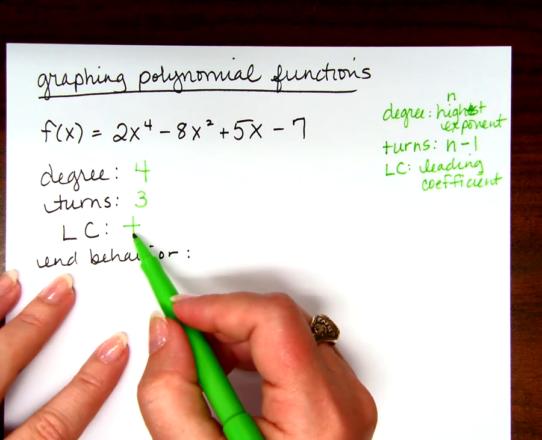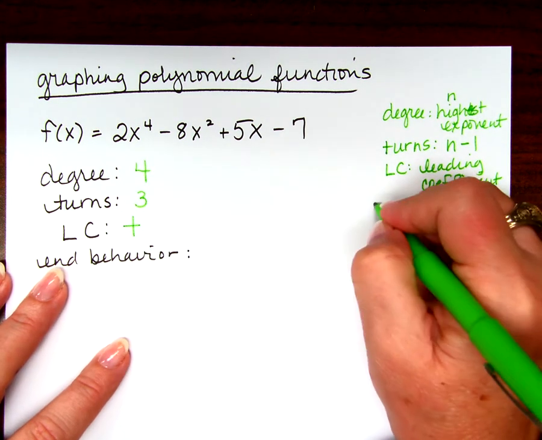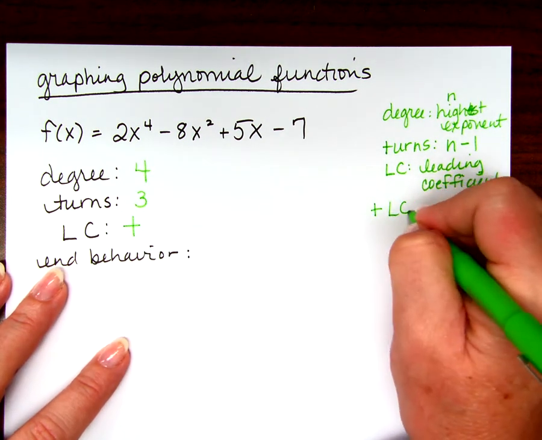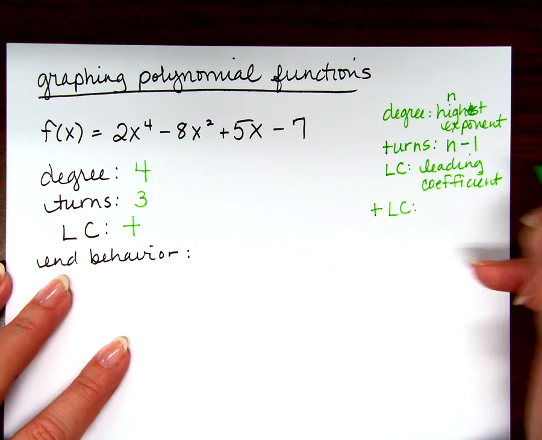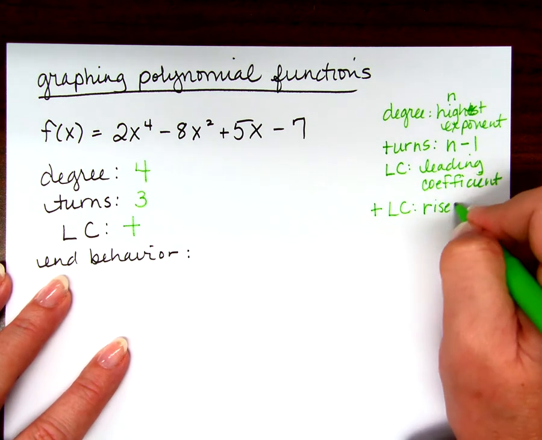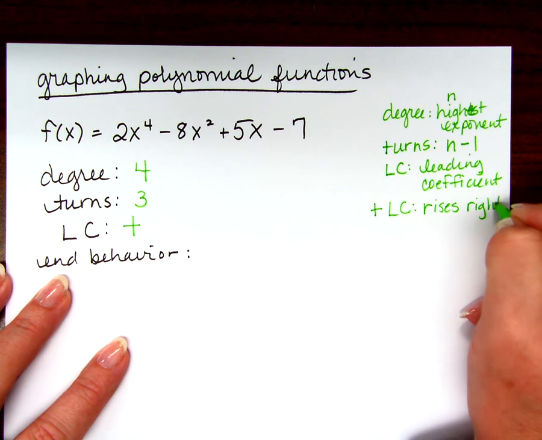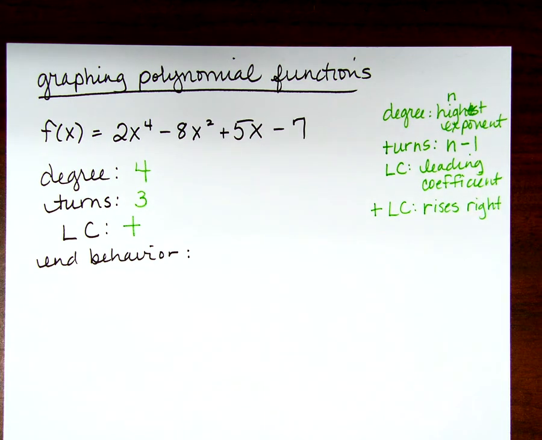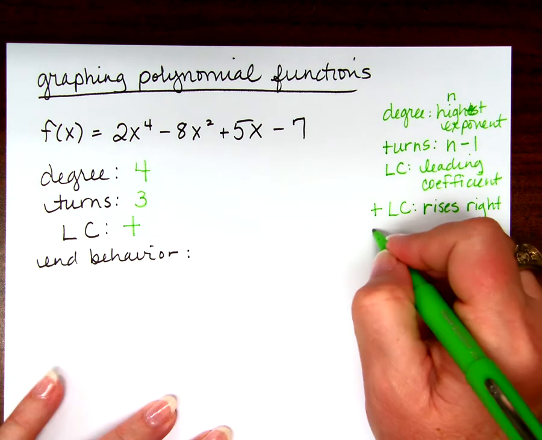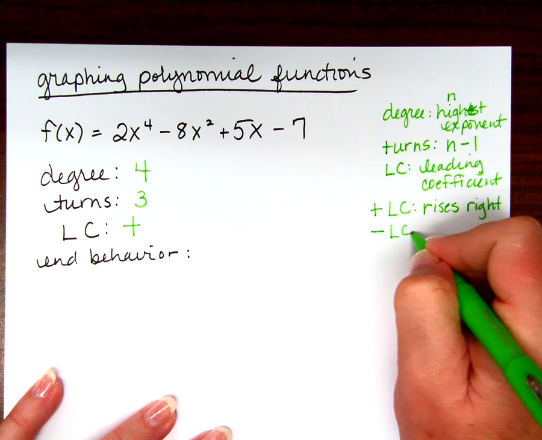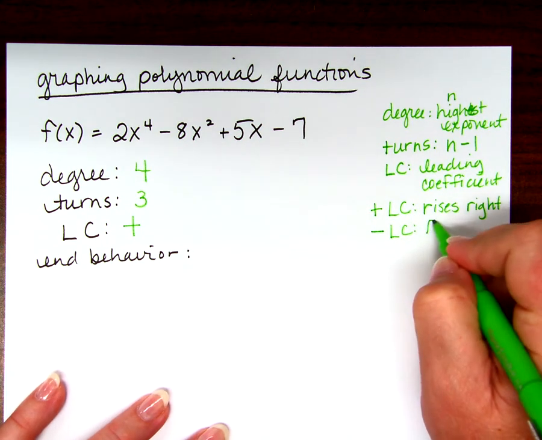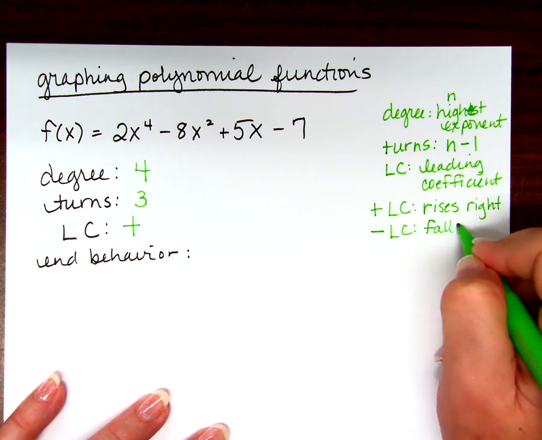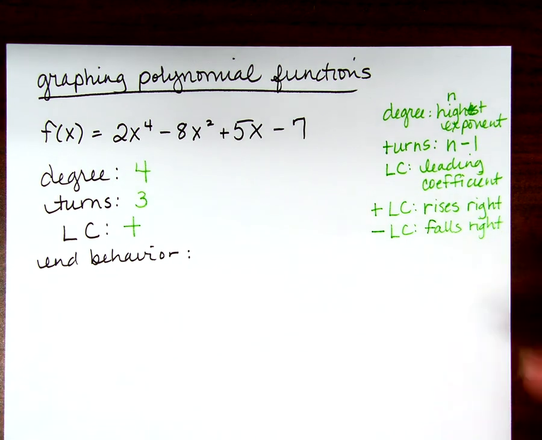Because the leading coefficient being positive, if we have a positive leading coefficient, that tells us something about the end behavior. That tells us that it rises to the right automatically. There's no question about it. If the leading coefficient is positive, the polynomial automatically rises to the right. What do you think happens if we have a negative leading coefficient? Falls to the right. Okay? The leading coefficient tells us the right behavior.